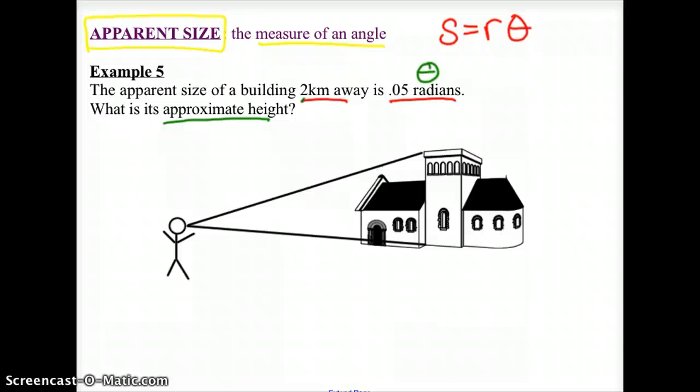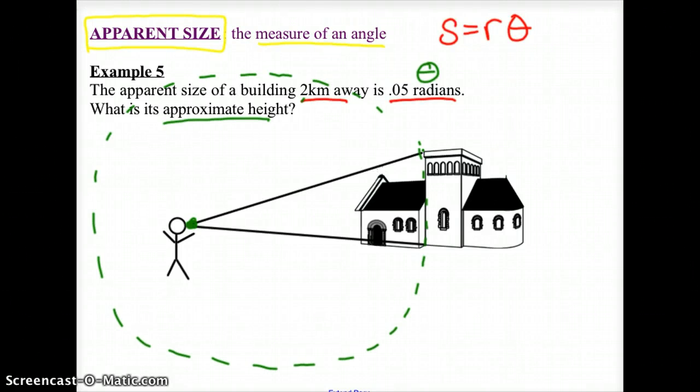Well, using S equals r theta, am I supposed to know that the 2 kilometers is S or is it r? Here's a picture. If you're standing in the center of a circle, looking at a building, picture yourself standing in the center of a circle. Now, the theta, 0.05, that's the angle that you're looking at the building from. If you're standing in the center then, and you're 2 kilometers away from the building, this 2 kilometers would be the radius of the circle.